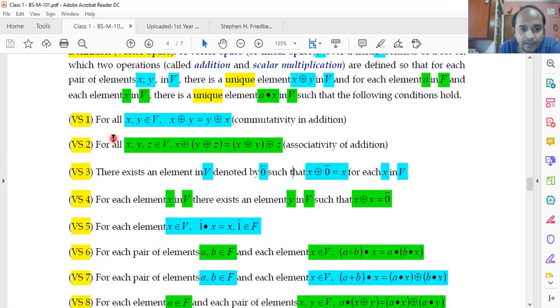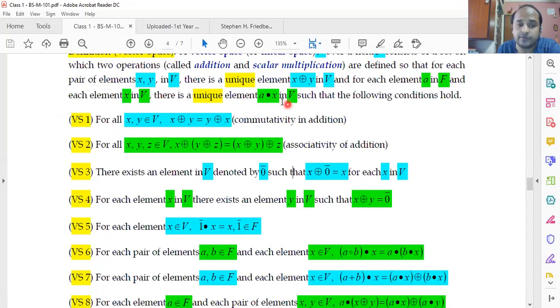Say, for example, you may have studied the properties haphazardly, or maybe you have found VS4 and VS5, but the set is such that it is not satisfying the VS1 property, the commutativity property. Then your set is not a vector space.